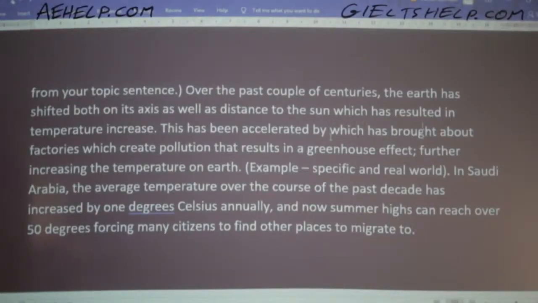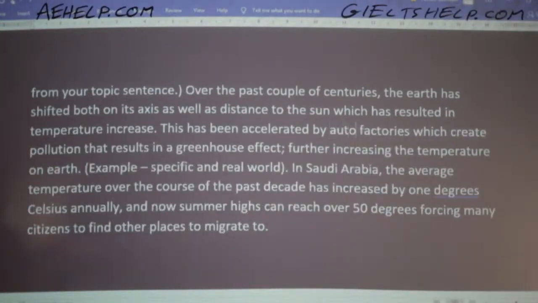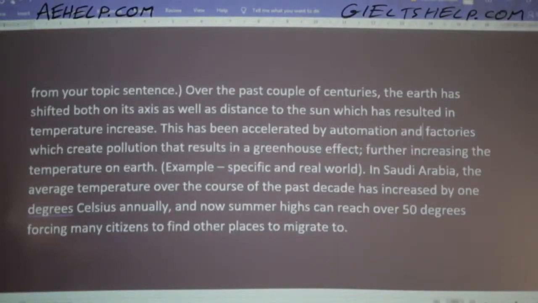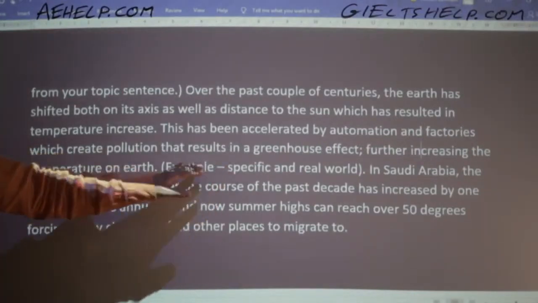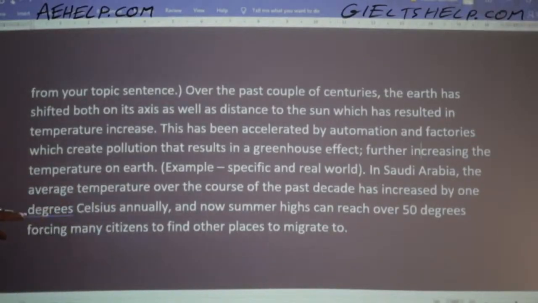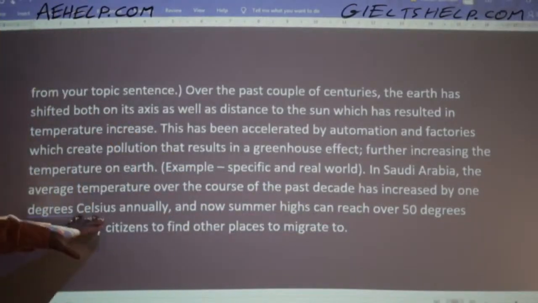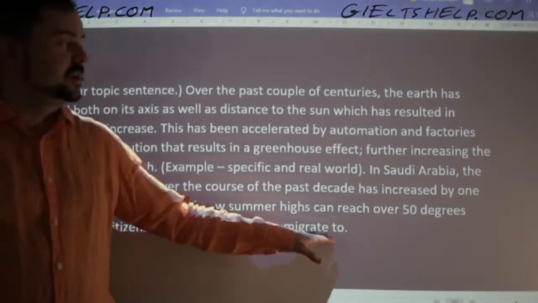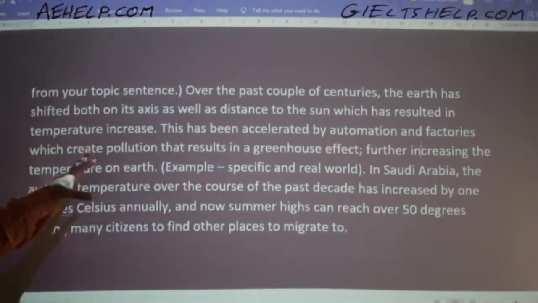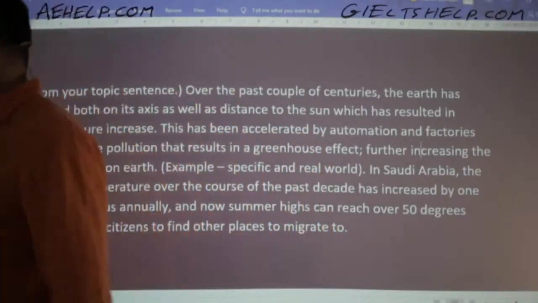So this has been accelerated by automation and factories, which create pollution that results in a greenhouse effect, further increasing temperatures on Earth. All right, in Saudi Arabia, the average temperature over the course of the past decade has increased by 1 degree Celsius annually, and now summer highs can reach over 50 degrees, forcing many citizens to find other places to migrate to. Okay, good. Now it's more concise. I like it. It's more accurate. It reads better. All right, so you want to make those kinds of changes. All right.